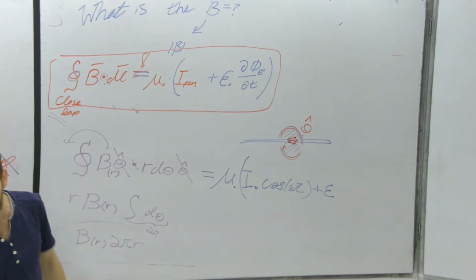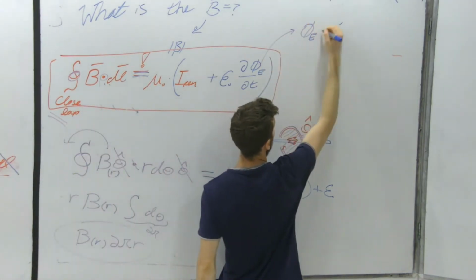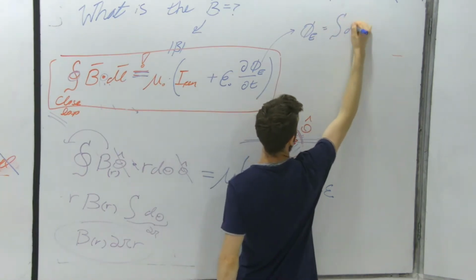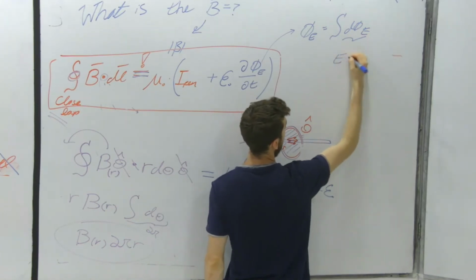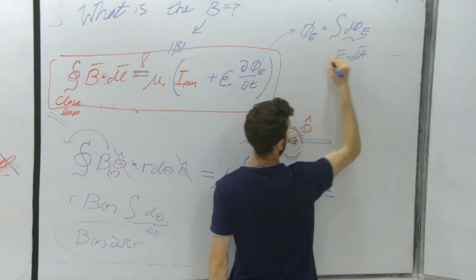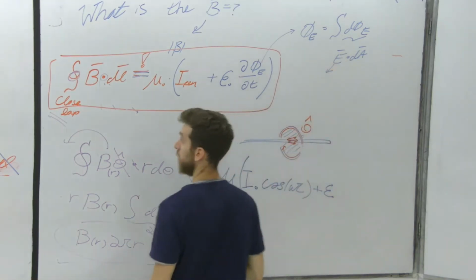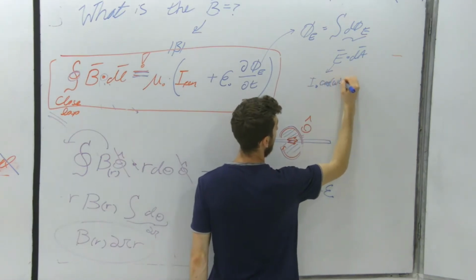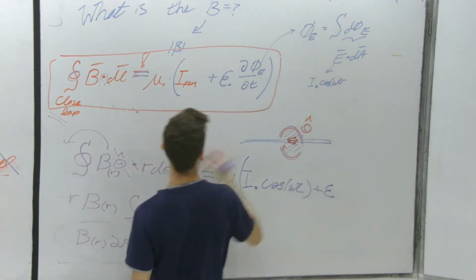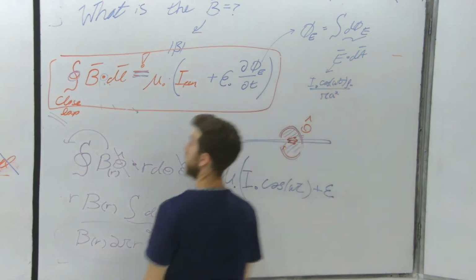So in our case, the flux is pretty simple. Remember how you write flux? It's equal to the sum of small fluxes, right? And this one is equal to E dot dA. In our case, we found E. Remember previously, it was I0 cosine omega t, right? Rho 0 divided by pi a squared.